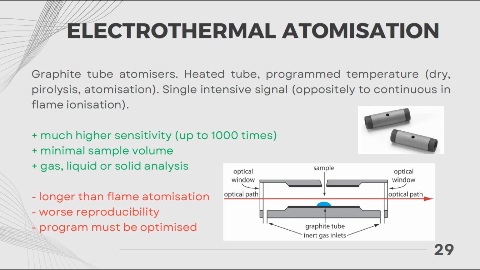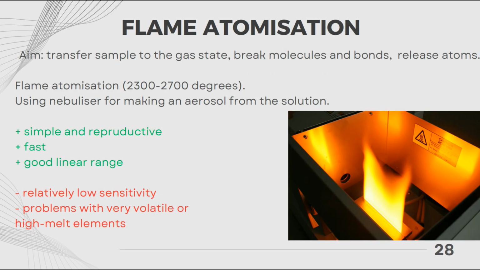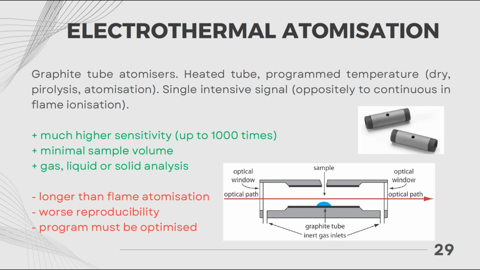And the last disadvantage is that it is harder to optimize electrothermal atomization in comparison with flame atomization. Here you need to optimize the program. It is a disadvantage, but I think it can act as an advantage as well. You can change the temperature. You can change the speed of heating.